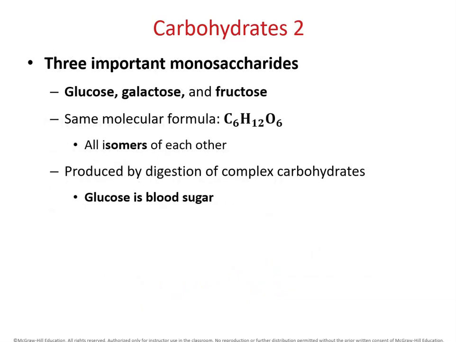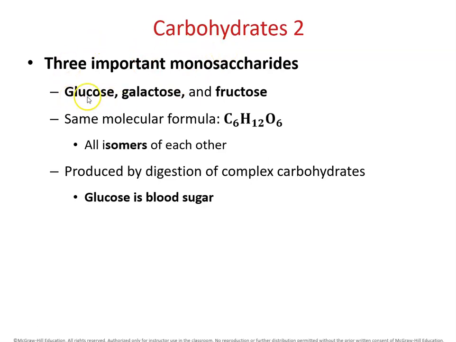The 3 most important monosaccharides that we're going to talk about are glucose, galactose, and fructose. But first of all, let's talk about this word monosaccharide. Remember that mono means one, and saccharide is sugar, so one sugar. So this is the monomer, and then the polymer is going to be the full carbohydrate. Okay, so monosaccharide, one sugar.